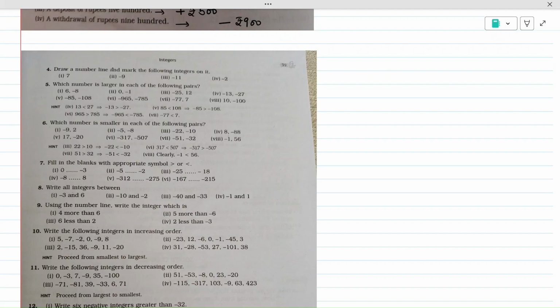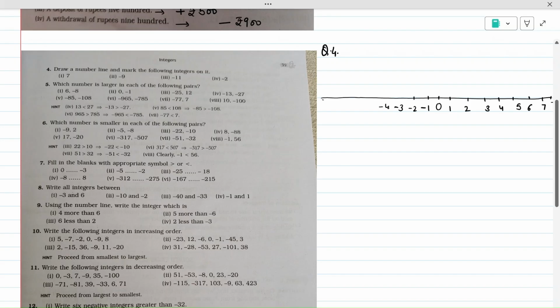We have to draw a number line and mark the following integers on it. Okay. Question number 4. Let's draw a number line. Okay. This is a number line. Center is 0. Right side positive, left side negative integers. So let's start this. We will have 1, 2, 3, 4, 5, 6, 7 and so on. And here we have minus 1, minus 2, minus 3, minus 4, minus 5, minus 6, minus 7, minus 8 and so on. Okay. So we'll have negative integers on the left and positive integers on the right. In the first part we have to mark 7.